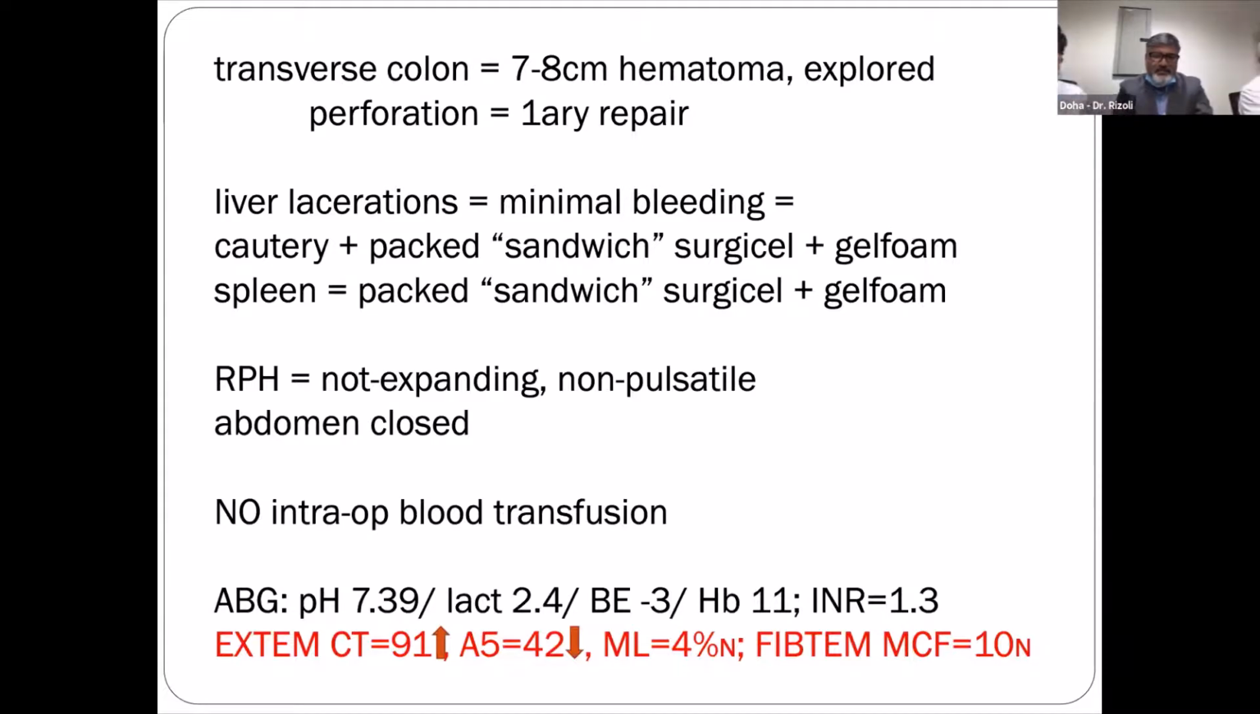And by that time, the intra-op pH had also shown changes. The pH was 7.39, lactate had come down to 2.4, base excess to -3. Hemoglobin was 11, INR still 1.3, and a ROTEM, which was done intraoperatively, showed the following findings. So again, the reason here is just to emphasize the physiological side of managing bleeding patients.